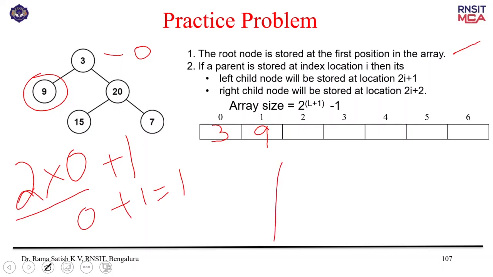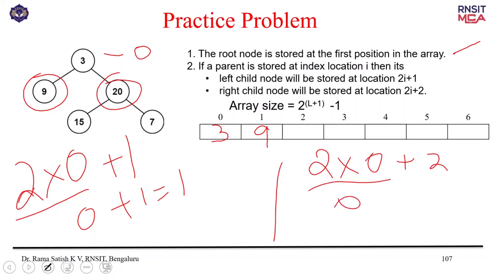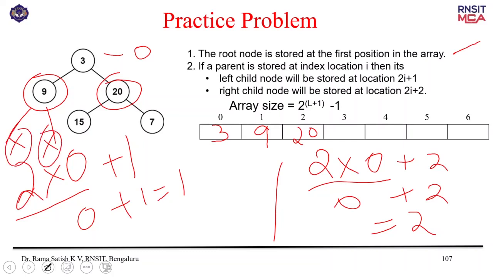Yes, right. For the right element, it is 2i plus 2, where i means parent position. 20's parent position is 0. 2 into 0 plus 2, again this becomes 0, 0 plus 2, so the answer is 2. So in the second index you are going to store 20. Now, you don't have any left element or right element for 9, no elements are there, so you just leave it.